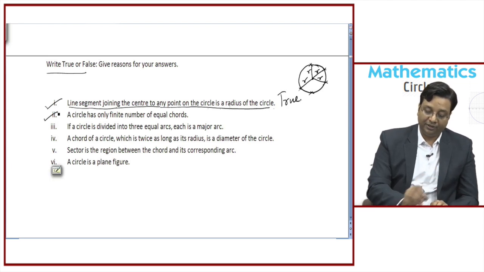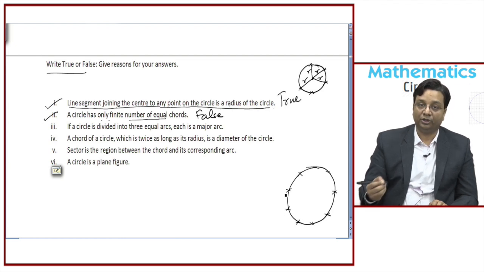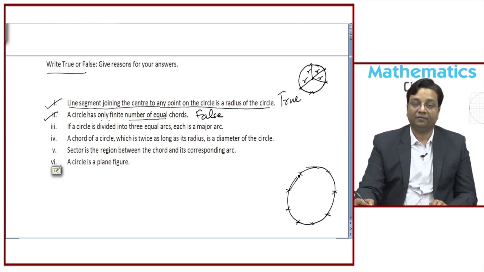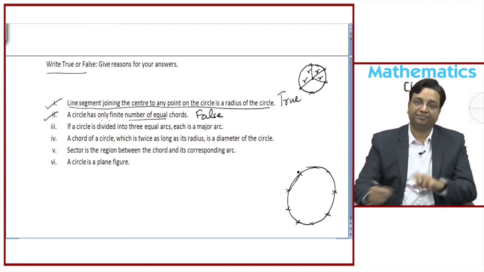Let us look at the second statement here. A circle has only a finite number of equal chords. This cannot be true, so it is false. Why? Because a circle has got an infinite number of points on it, right? So we will have an infinite number of equal chords, because there are infinite points on the boundary of the circle.